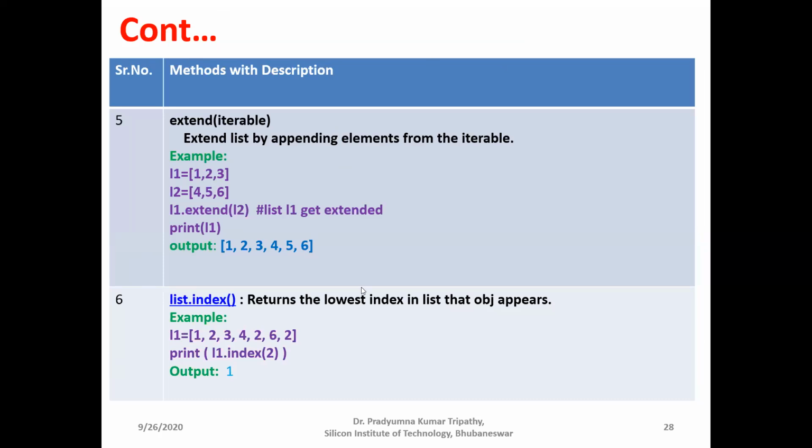Is that clear? Similarly, the index value. Suppose I write L1 dot index of 2. Index will return the position of the value 2. So see over here, what is the index of 2? The first occurrence over here, the index is 1. There might be multiple occurrences over here, but this will return the lowest index in the list. The lowest index.